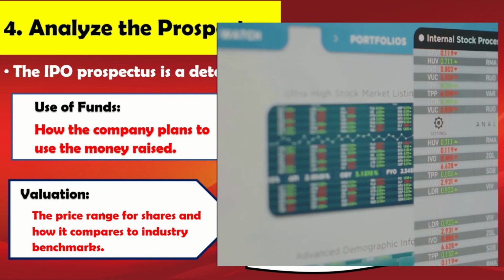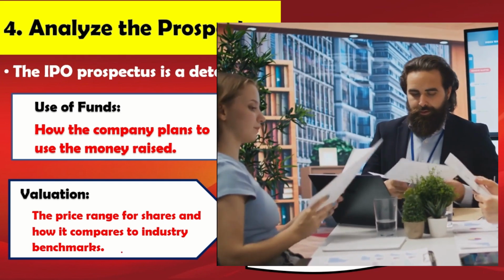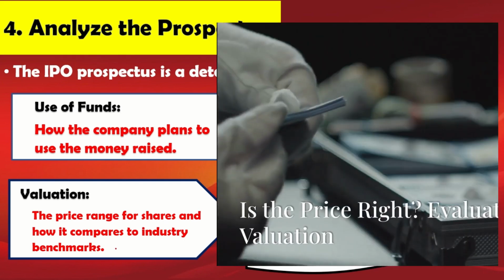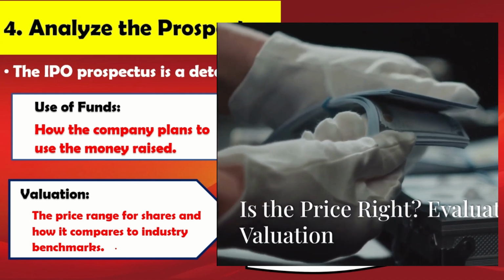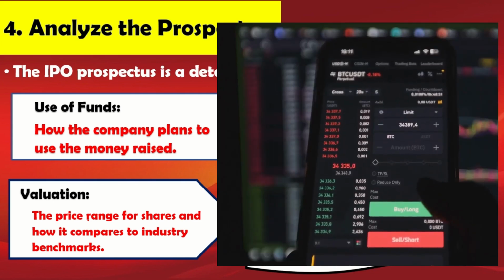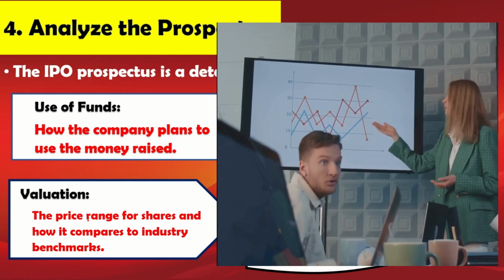And for the valuation, you need to check the price range of the share and how it compares with the industry benchmark. That's very important. Simply, if they are quoting 2 dirham as the IPO price, how are they fixing this 2 dirham instead of 1 dirham or 0.5? So how are they fixing that particular value? They will compare with the industry benchmark. Only through that are they booking the particular price for the book building process.